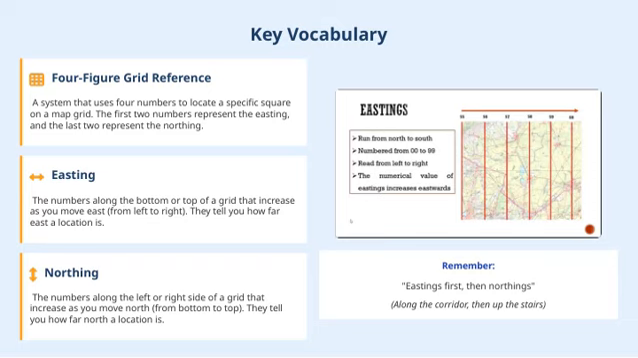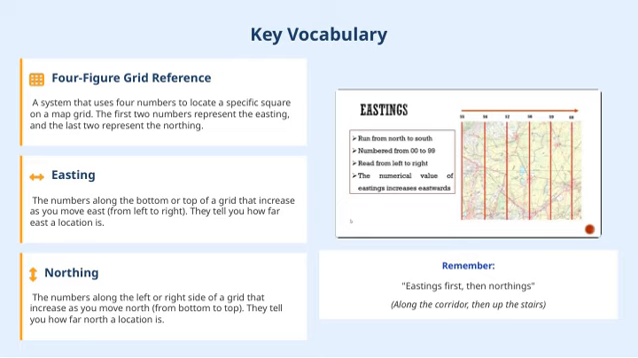Let's take a closer look at some key vocabulary for understanding map grid references. First up is the 4-figure grid reference. This system uses 4 numbers to pinpoint a specific square on a map grid. The first 2 numbers indicate the easting, which tells us how far east a location is, and the last 2 numbers represent the northing, showing how far north it is.